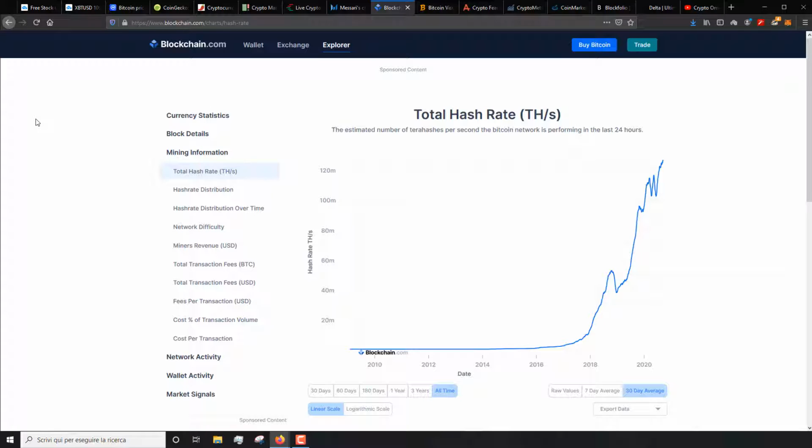And then we have the Blockchain.com domain. Here, I normally just use it to have a look at the BTC hash rate, how the hash rate is performing on a 30-day or 7-day average. You also have different information like wallet activity and transaction fees, total transaction fees, fee per transaction, and stuff like that.